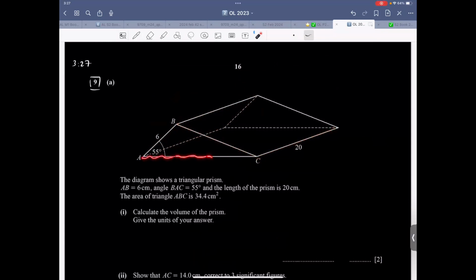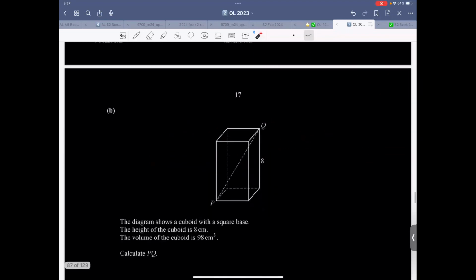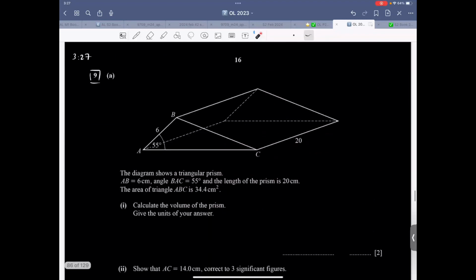And then we have this AC into 20. So there is AB and AC and BC multiplying with 20. So that's the 3 rectangles. And then there is the front and the back. So that's the thing that needs to be done. And then this is totally different thing.